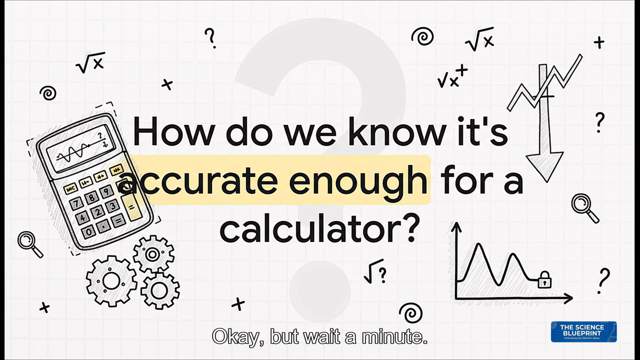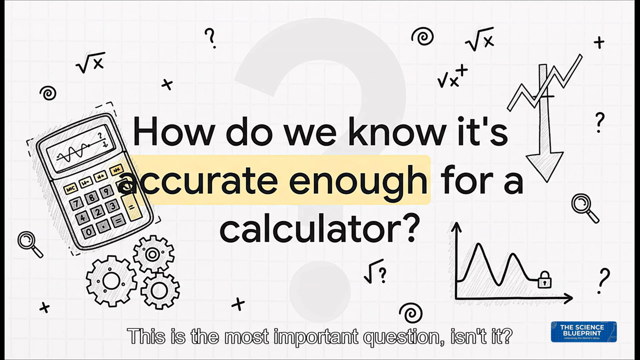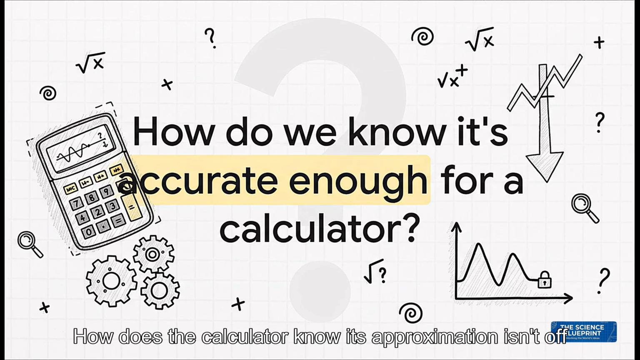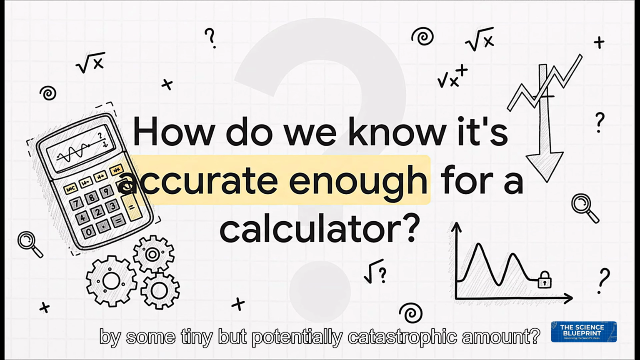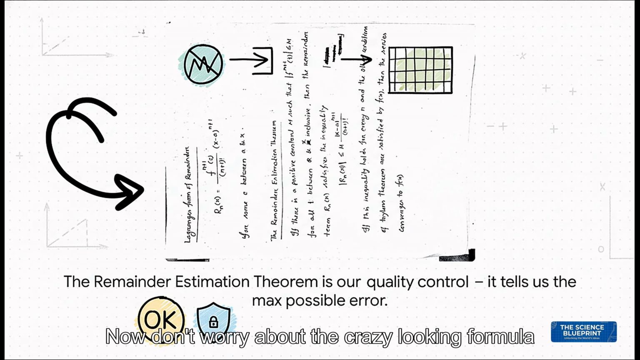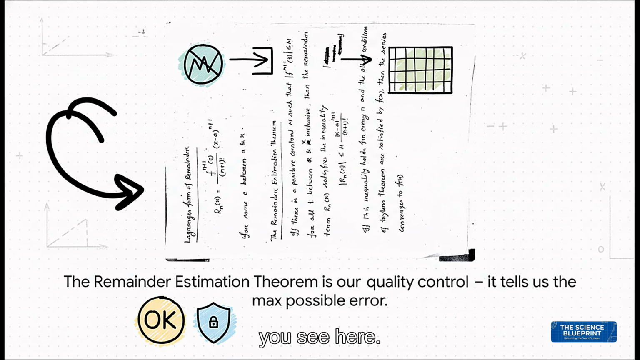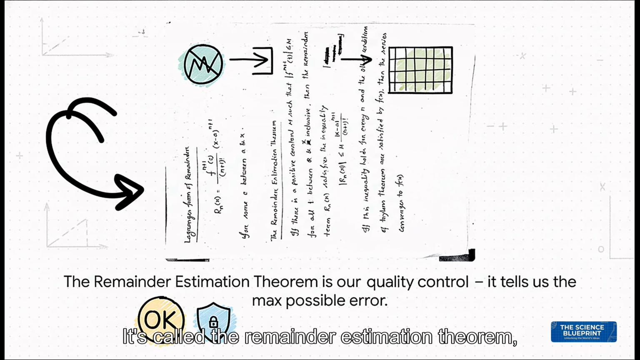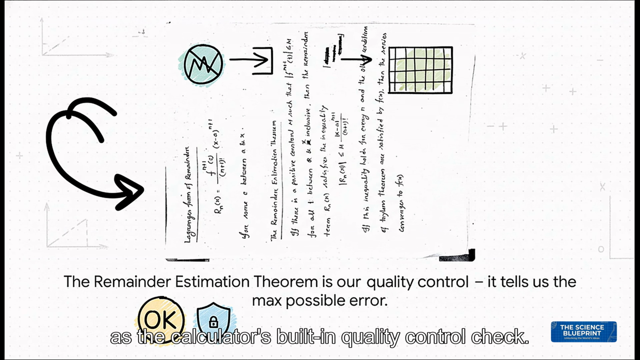Okay, but wait a minute. This is the most important question, isn't it? For science, for engineering, or even just for your finances, close enough is not good enough. We need guarantees. How does the calculator know its approximation isn't off by some tiny but potentially catastrophic amount? The answer lies in another brilliant piece of math. Now, don't worry about the crazy-looking formula you see here. What's important is its name and what it does. It's called the remainder estimation theorem, and you can think of it as the calculator's built-in quality control check.